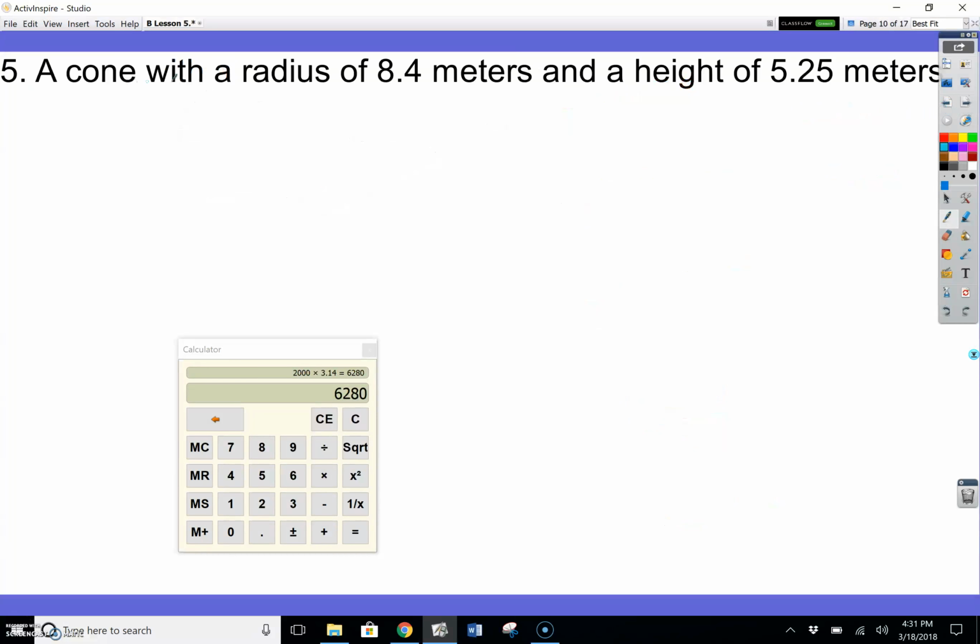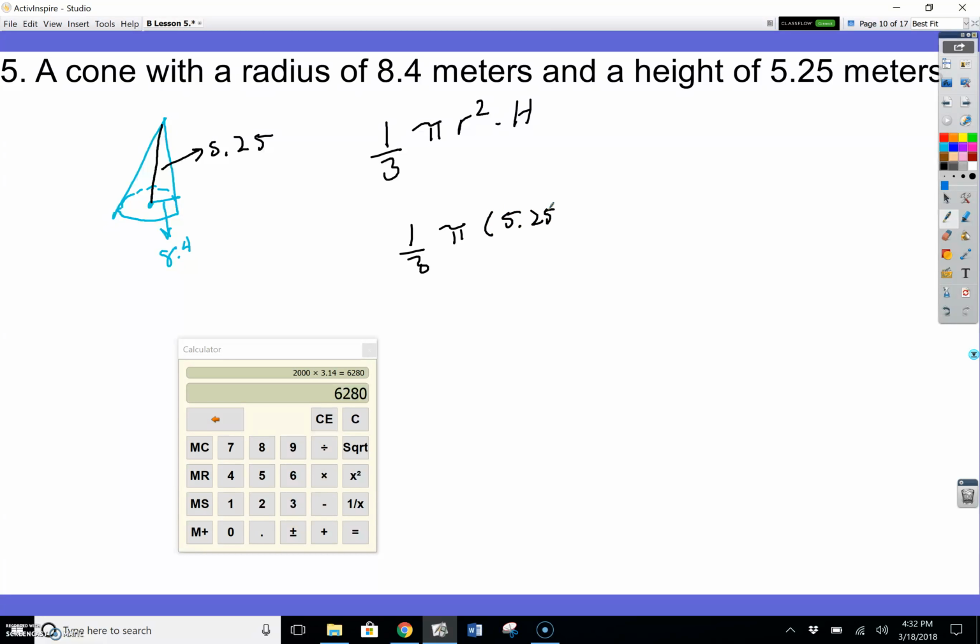It says a cone has a radius of 8.4 meters and a height of 5.25 meters. As always, what I like doing on these is drawing a picture when it's not provided. So I have a radius of 8.4 and a height of this cone is 5.25. So then my formula is going to look like 1/3 pi r squared times my height. It's going to be 1/3 pi parentheses 5.25 squared times the height.